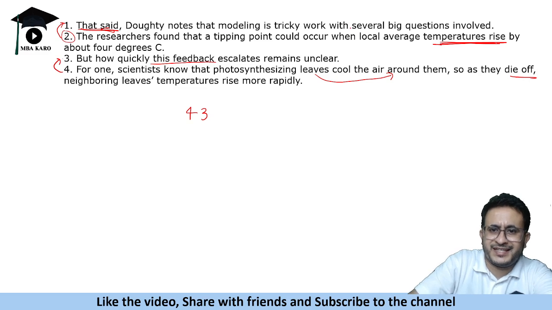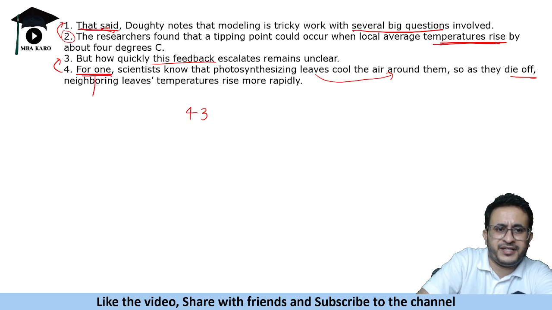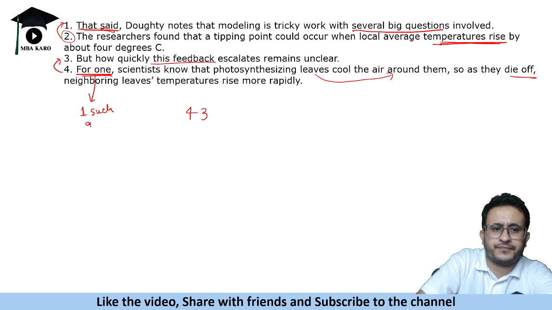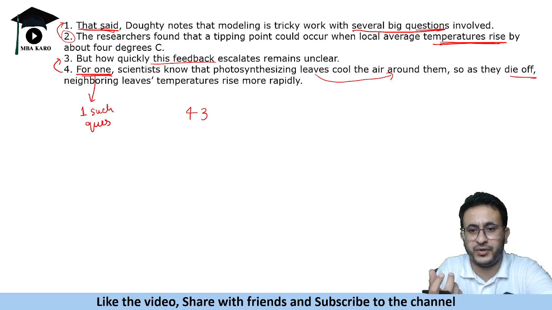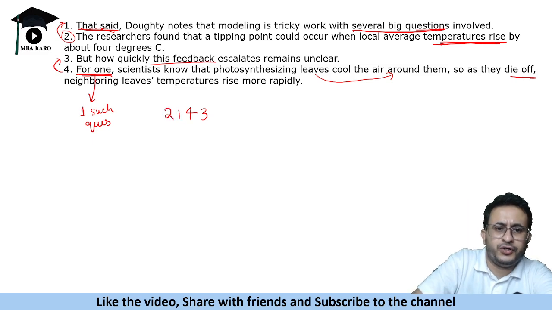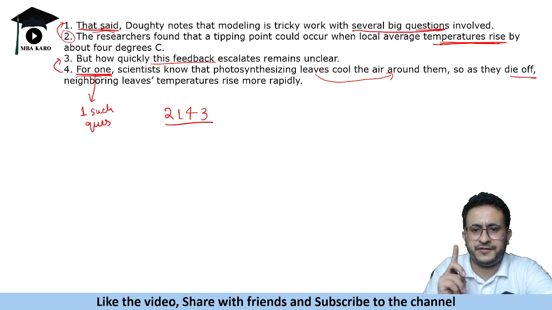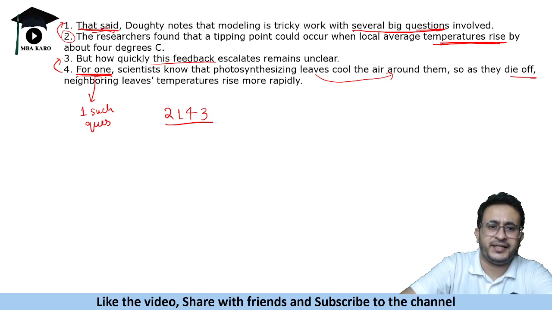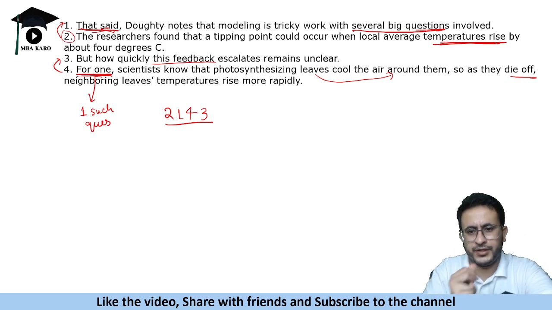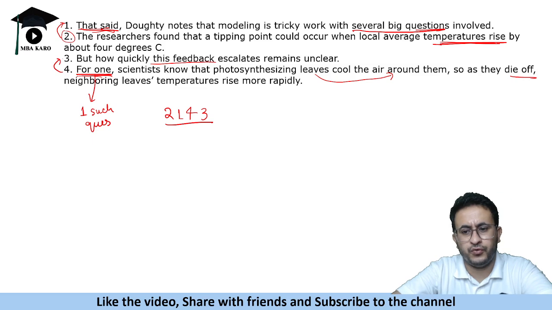Now if you look further, it says several big questions, and for one means one such question. There are several questions around this process, and one such question is about photosynthesizing leaves. So the right order is 2, 1, 4, 3. This looks like an obvious opening sentence. Then that said refers to the temperature rise that is happening, and then this mentions what must be the name of a scientist, and he says that there are several big questions. For one refers to one of those questions that are a mystery for science, and this is the explanation for that, and this feedback refers to the temperature rising due to the photosynthesizing leaves. So the correct order is 2, 1, 4, 3.